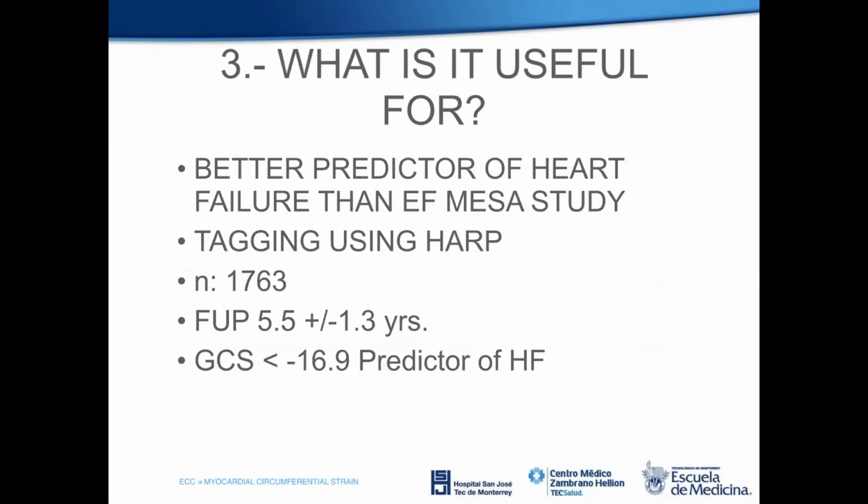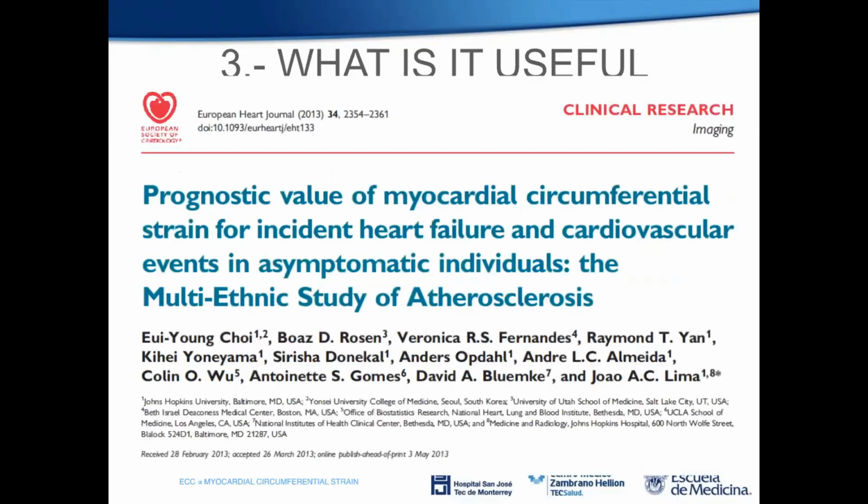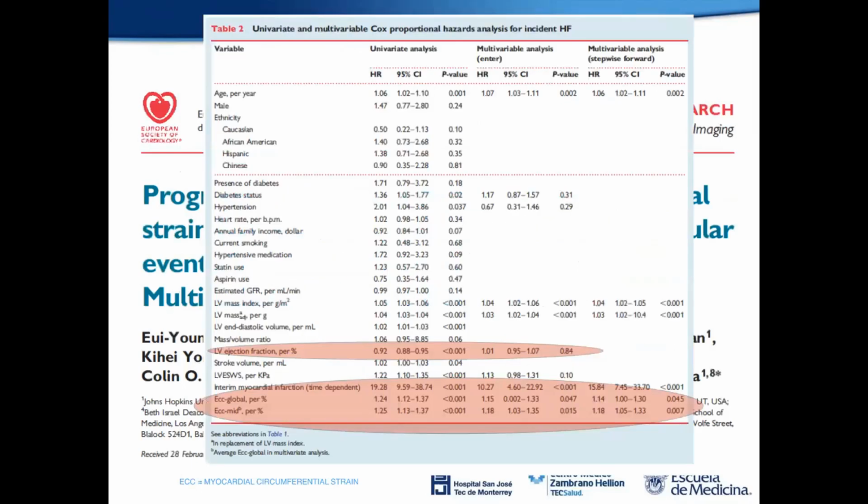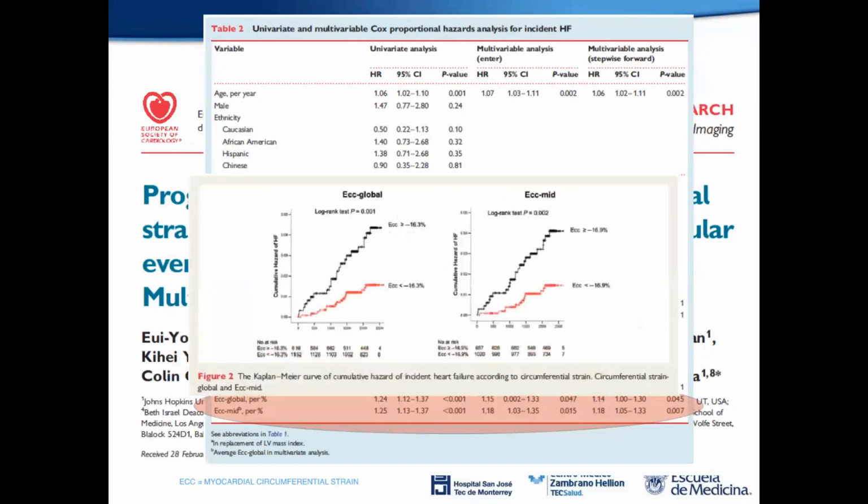But we already know that in asymptomatic people, according to MESA, strain is a better predictor of heart failure over time than ejection fraction. Now, we know that a global circumferential strain of less than 16.9 is a strong predictor of heart failure. And even if you use a single slice, the mid slice in a short axis, that still has the same power to predict patients who will present with heart failure over time.